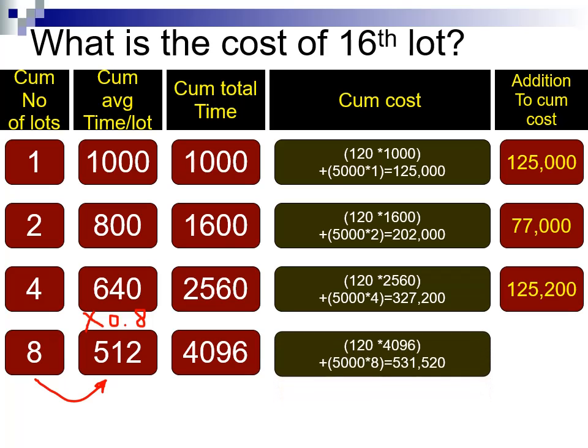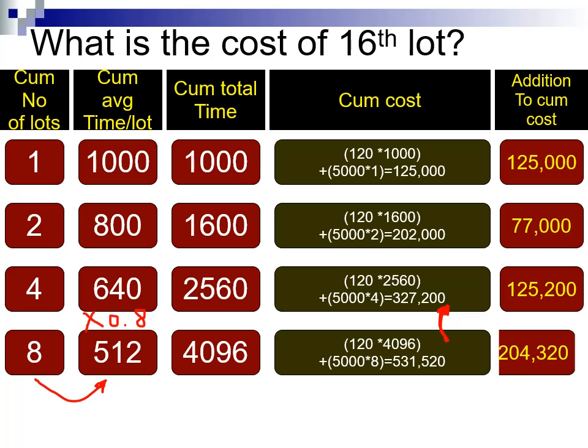We multiply the cost of labor hour of 120 Saudi Riyal by the cumulative total time of 4,096, in addition to the fixed overhead of 5,000 multiplied by 8, as we are producing now 8 lots. This will result in a total of 531,520 Saudi Riyal. The addition to cumulative cost is the difference between the new cumulative cost and the previous one, which will result in 204,320 Saudi Riyal.